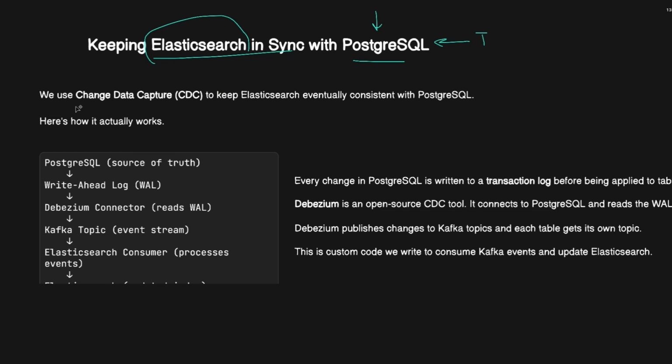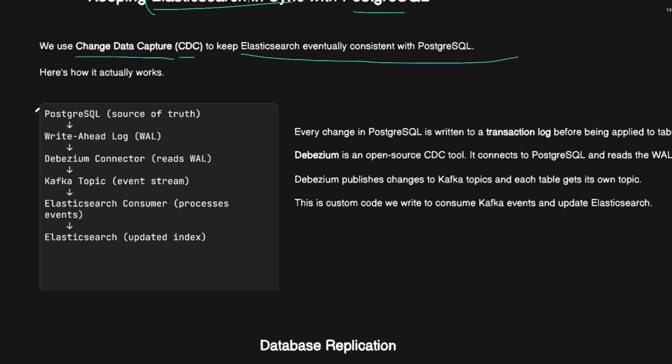So we can use change data capture, CDC, to keep Elasticsearch eventually consistent with PostgreSQL. This is how it works. We have PostgreSQL, which is again the single source of truth. Then it uses the write ahead log to send changes to the Debezium connector, which reads this write ahead log. It publishes this to Kafka and starts the event stream. Then the Elasticsearch consumer will process the events. So we will have some consumer that processes these events and updates the index in Elasticsearch and makes it eventually consistent with the PostgreSQL database.